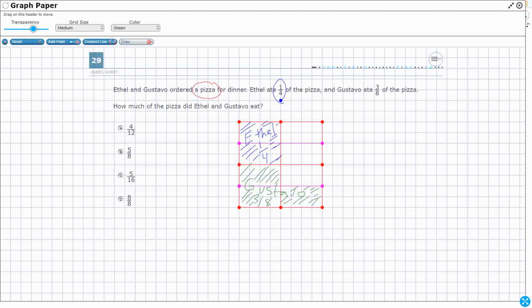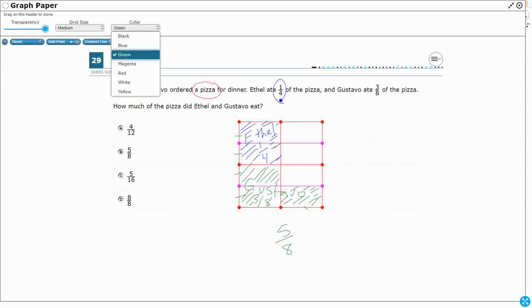All right, so how much of the pizza did Ethel and Gustavo eat? Well, since everything is cut up into eighths, right? 1, 2, 3, 4, 5. Looks like 5/8. All right, now, how do we solve this without drawing a picture? I mean, there's nothing wrong with drawing a picture, but sometimes the fractions get a little bit weird.